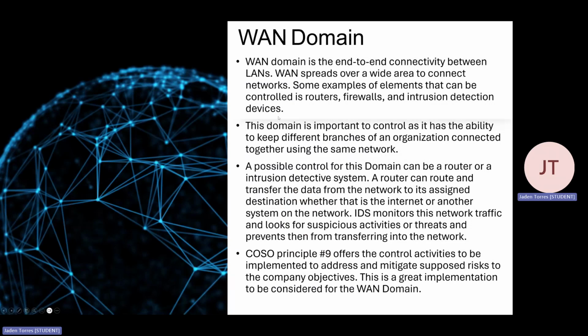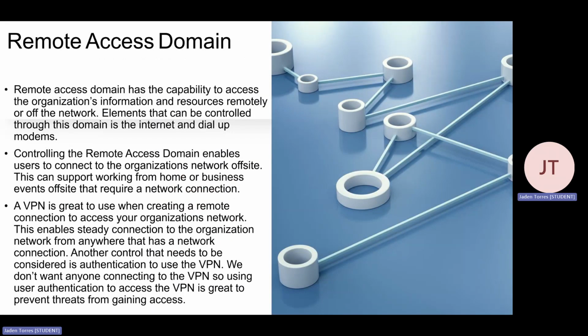All right, let's move on to the remote access domain. The remote access domain has the capability to access the organization's information and resources remotely or off the network. Now, technically, you do have to connect to the network. There's a couple ways to do that. Elements that can be controlled through this domain are the internet and dial-up modems. Controlling the remote access domain enables the user to connect to the organization's network offsite. This can support working from home or business events offsite that require internet connection.